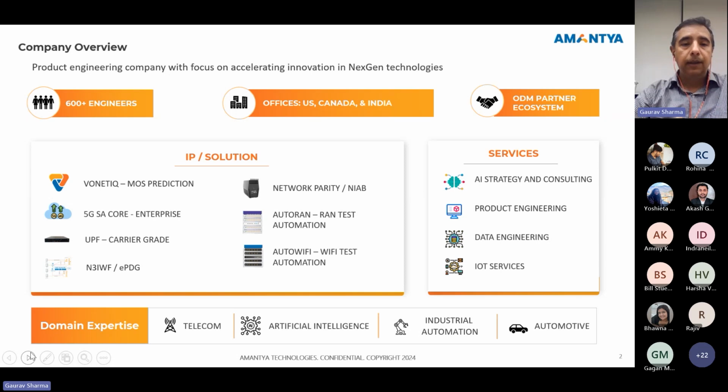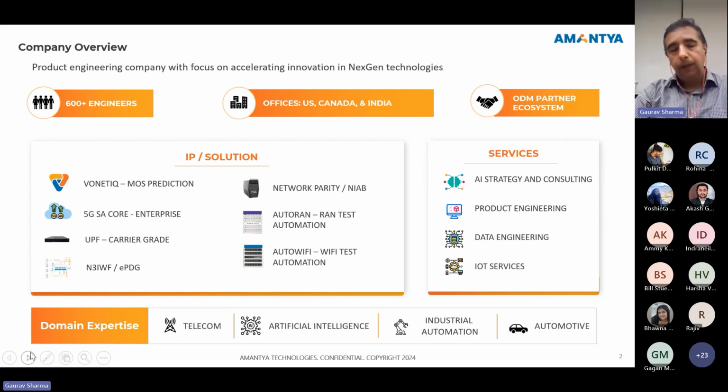On the testing side, we have our two well-known products, AutoRAN and AutoWi-Fi. AutoRAN is something that you use to test your radio network. Of course, you can do your 5G core testing as well, since this uses real handsets, modems, etc.